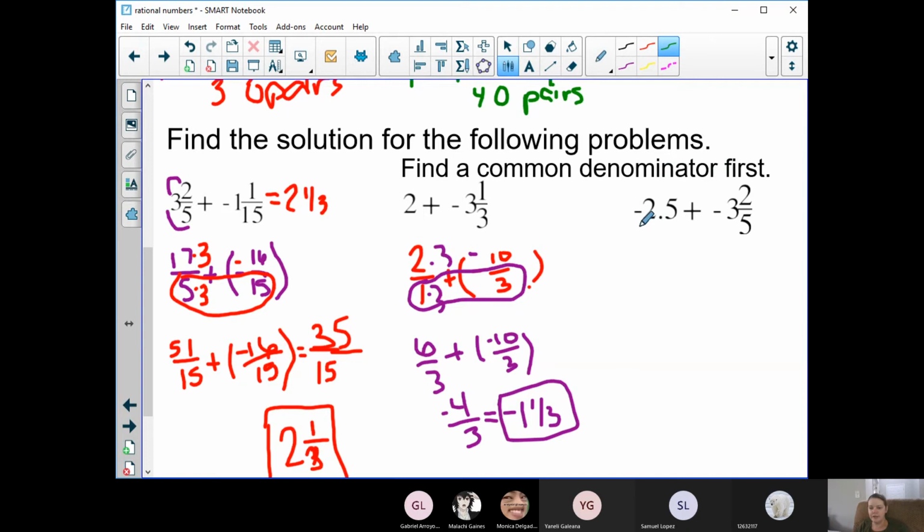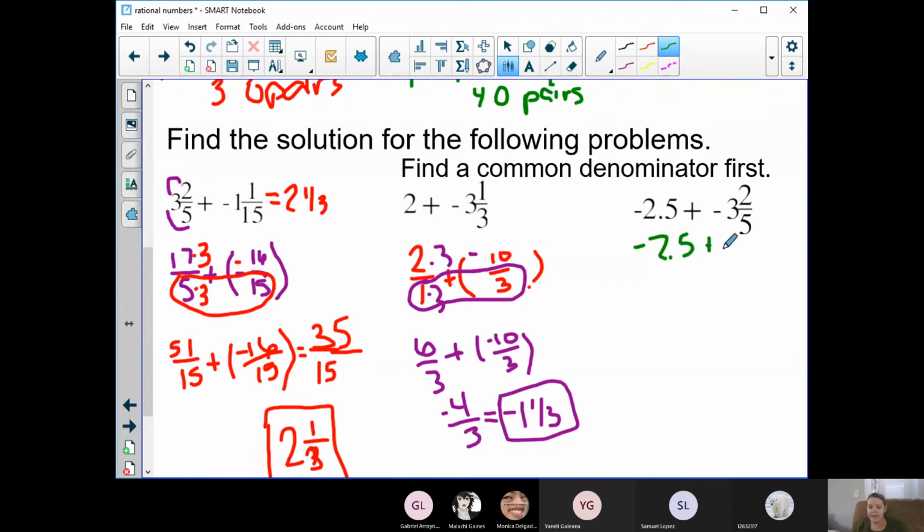So this one's a little bit different because we have a decimal here and a fraction. So there's two ways we could go about this. We could change negative 2.5 to a fraction, or we could change negative 3 2/5 to a decimal. So I'm going to do the decimal just because I like working with decimals a little bit better. So we know negative 2.5 is going to stay the same.